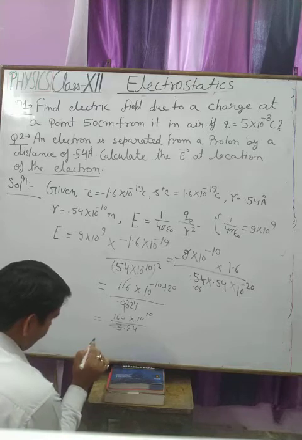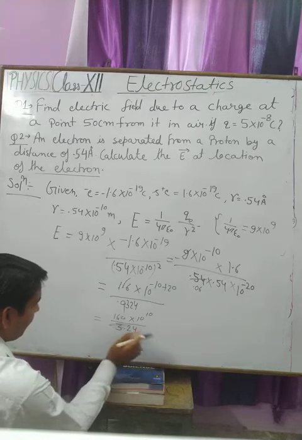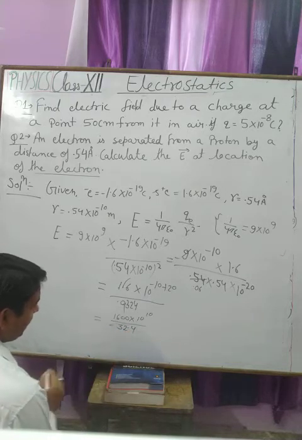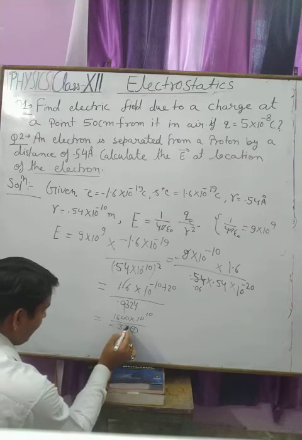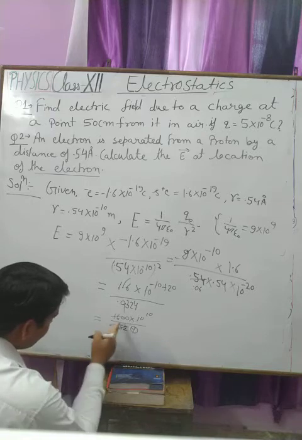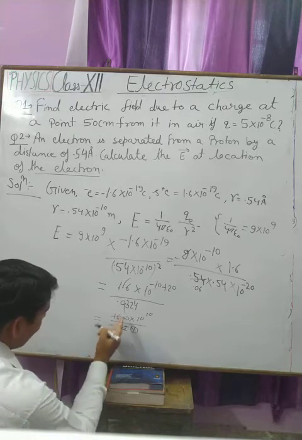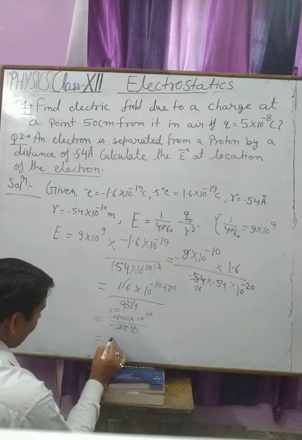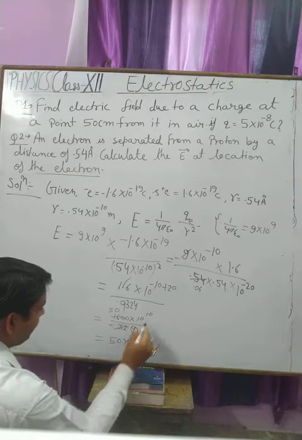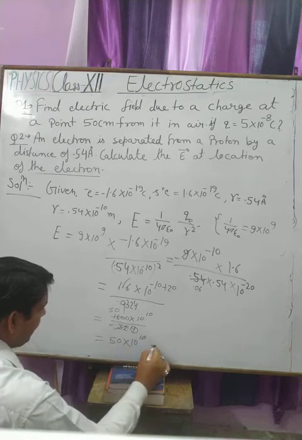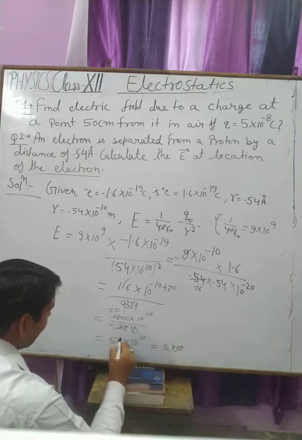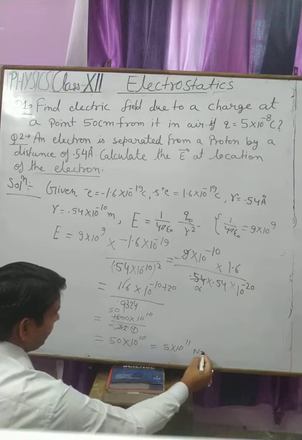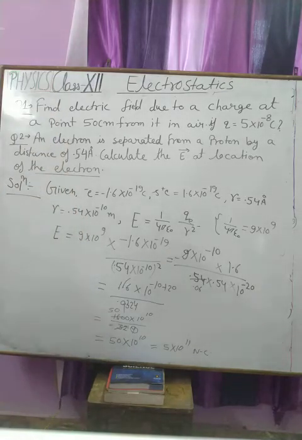Okay, we are using here 1600, student, and here we are using 32.4, so this 0.4 we are using as 0, and this 32 cancels by 20 times, by 5 times, and here we are using this 0, so we are getting this value as 50 into 10 to the power 10, or we are using 5 into 10 to the power 11 Newton per Coulomb. Okay student, so copy this answer.